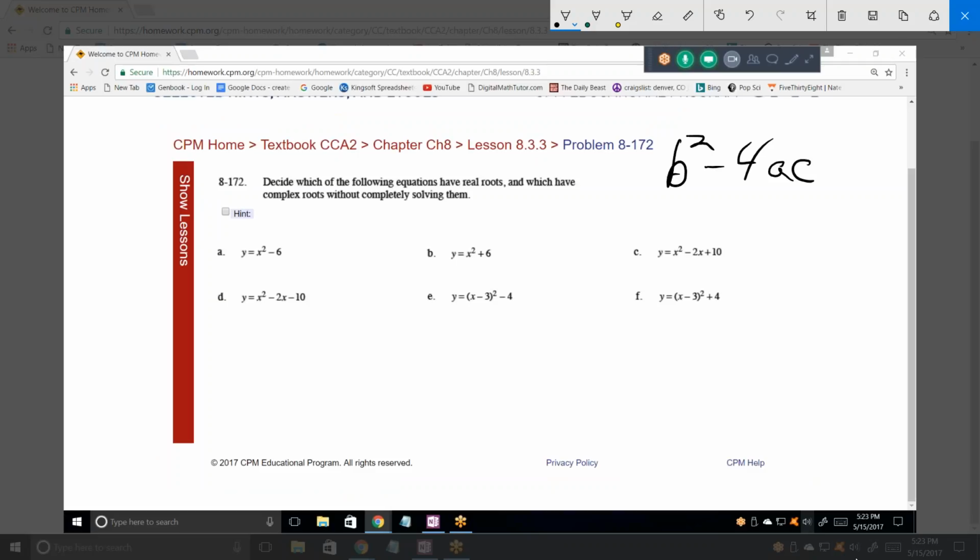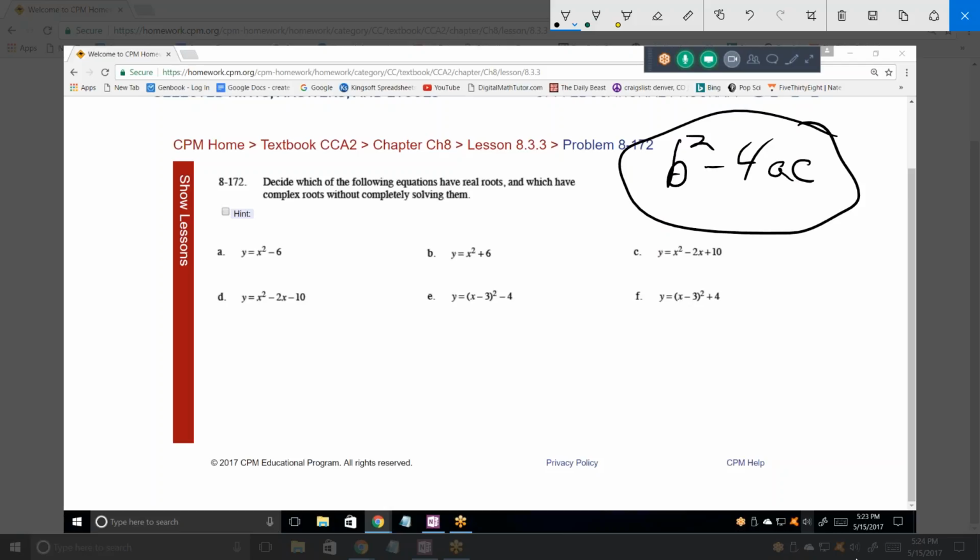And it's got its own name because if this thing's positive, we've got real roots. If it's negative, we've got complex roots. And if it's exactly 0, we've got exactly one real root. So the only thing we have to do to answer these 6 questions is to figure out the discriminant on each one. So what's the discriminant on this one?